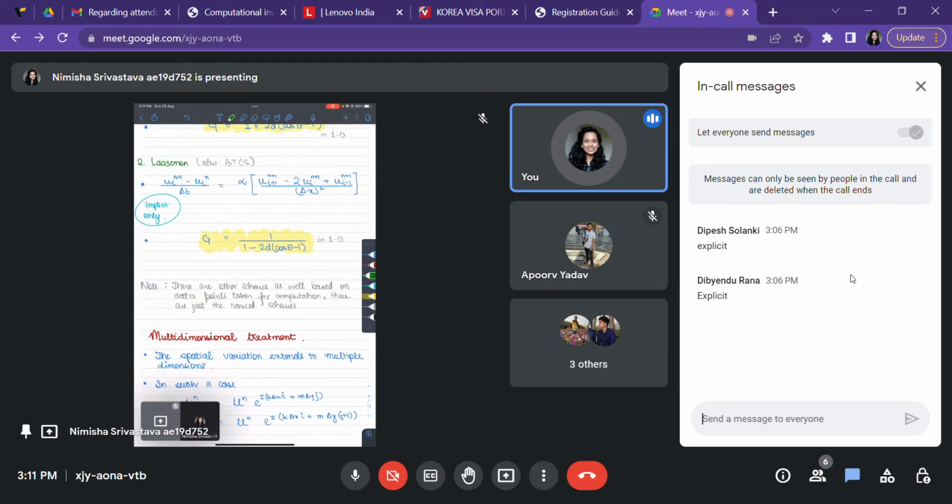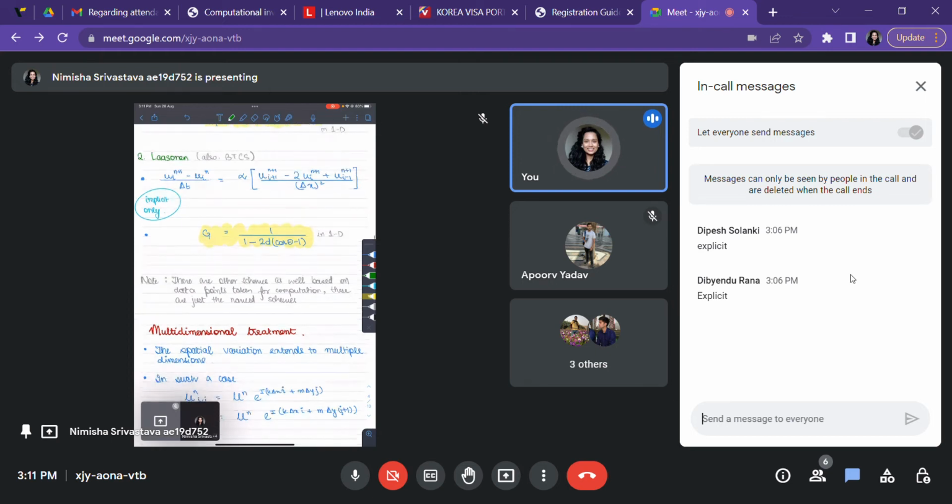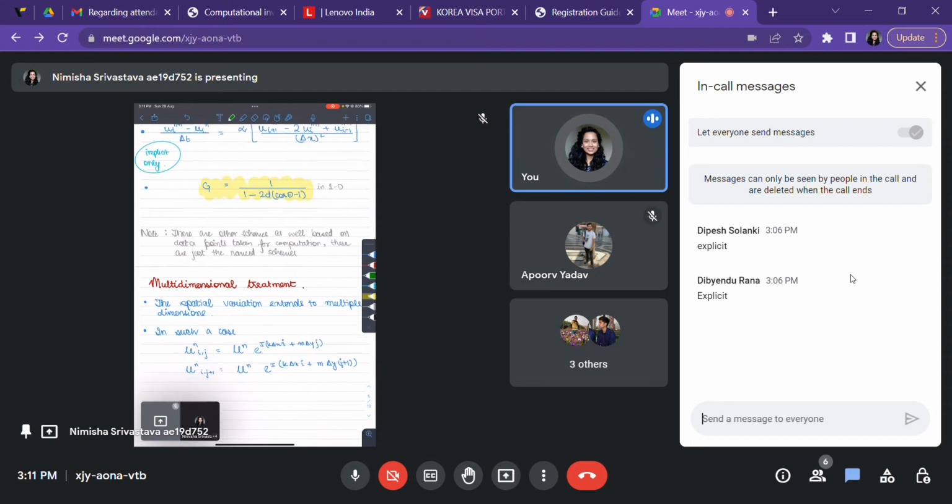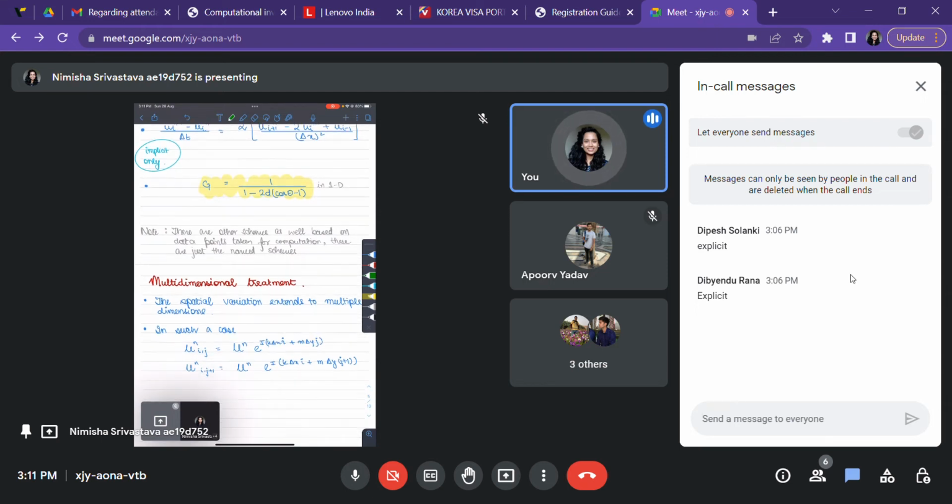And then there's the Laasonen scheme, which is basically BTCS, backward time, central space. So we also write down the scheme how we normally do, and then we go about finding the expression for G, which is this. So this is just a brief recap of whatever has been done.